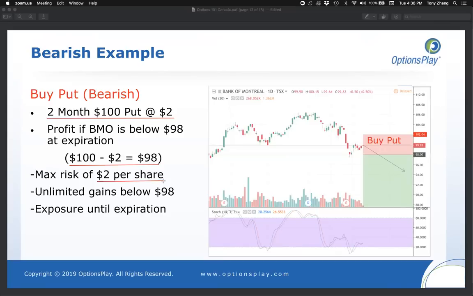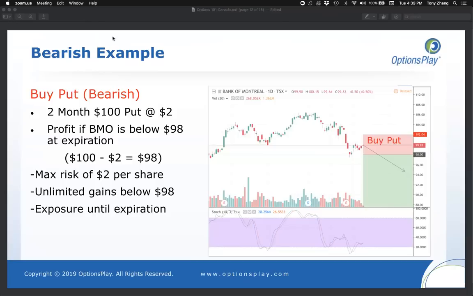Now I only risk $2 a share. Unlike shorting a stock where I have unlimited risk, now I'm limited to only $2 a share. And that significantly reduces my risk. And I still maintain unlimited gains below 98. So if the stock goes all the way down to 0, I make $98 a share while only risking $2 a share. And just like the call option, I maintain exposure only until expiration. So only for the 2 months do I have bearish exposure to BMO. Anything beyond that, I do not participate in that. So those are the 2 scenarios that you'll come across with buying a call and buying a put to speculate on a bullish or bearish view on an underlying stock.